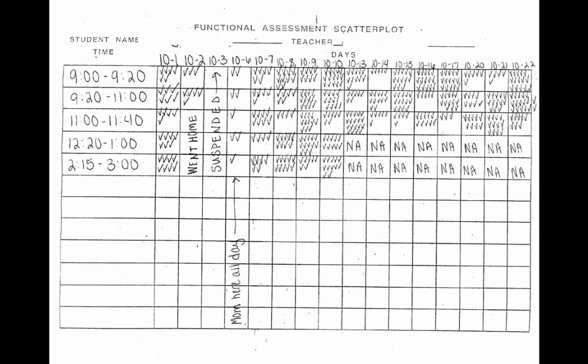Here is another example of event recording, and you can see at the top it is titled Functional Assessment Scatter Plot. So the columns are the days of the week, and the rows indicate the time of the day. Again, you can see that there are many check marks during certain times of the day, more so than others. The one thing that I would say about this example is the time frames in the rows are not the same. Oftentimes, in order to compare the different cells or the different boxes of tally marks, it is helpful to have the time period the same so that you're comparing apples to apples instead of having different time periods.